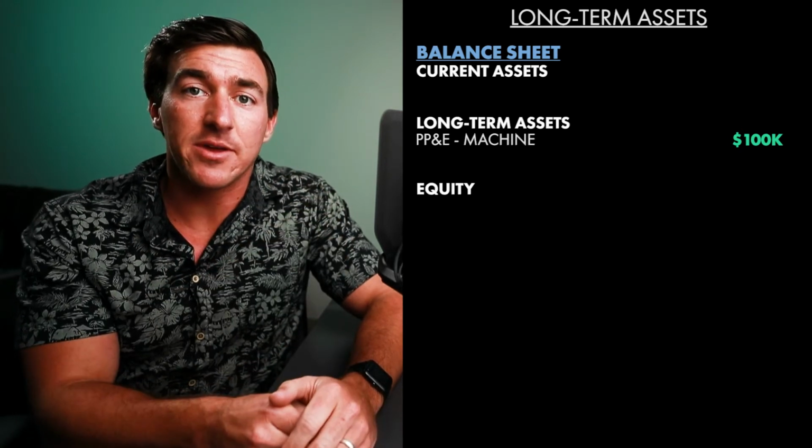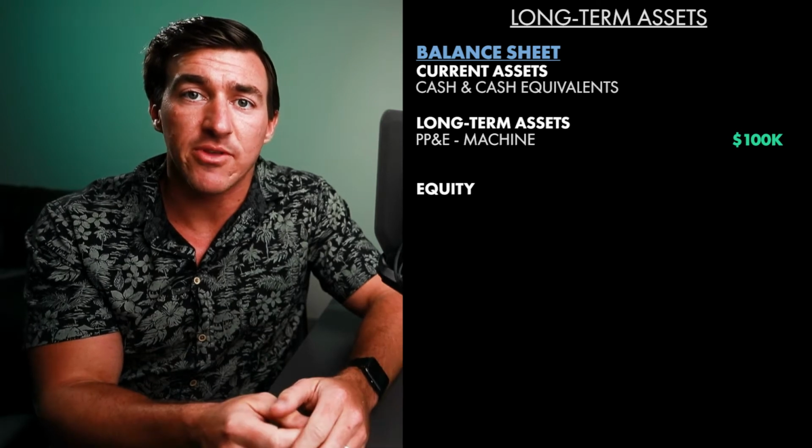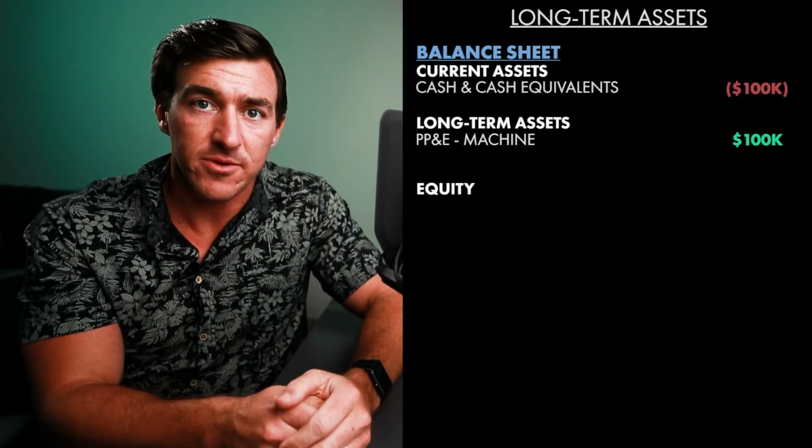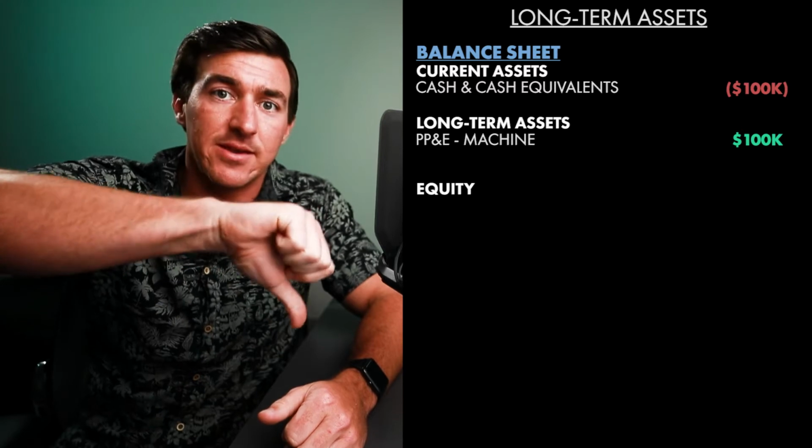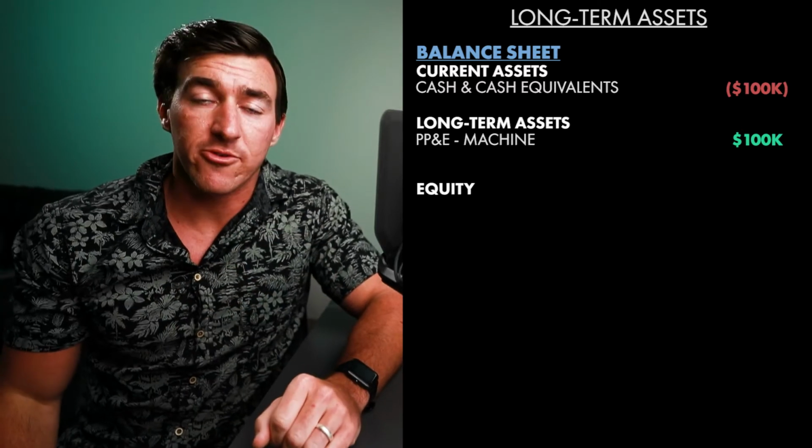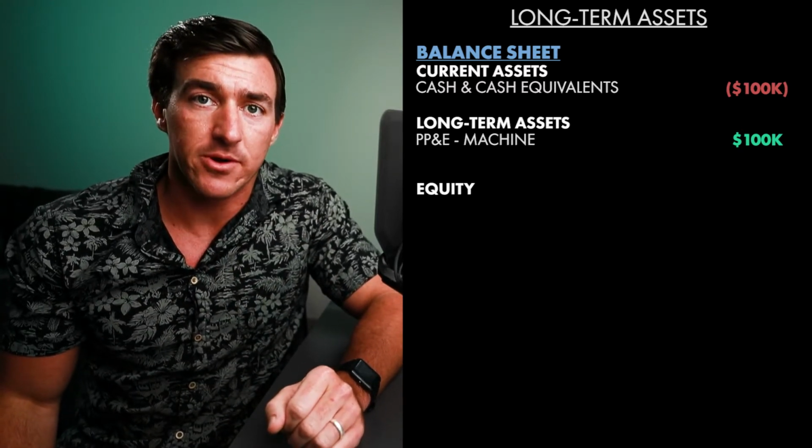At the same time, cash, since we're going to say that you paid in cash this time, is going to go down by $100,000. So assets up by 100, asset down by 100. Equation works. Assets still equal liability plus equity.